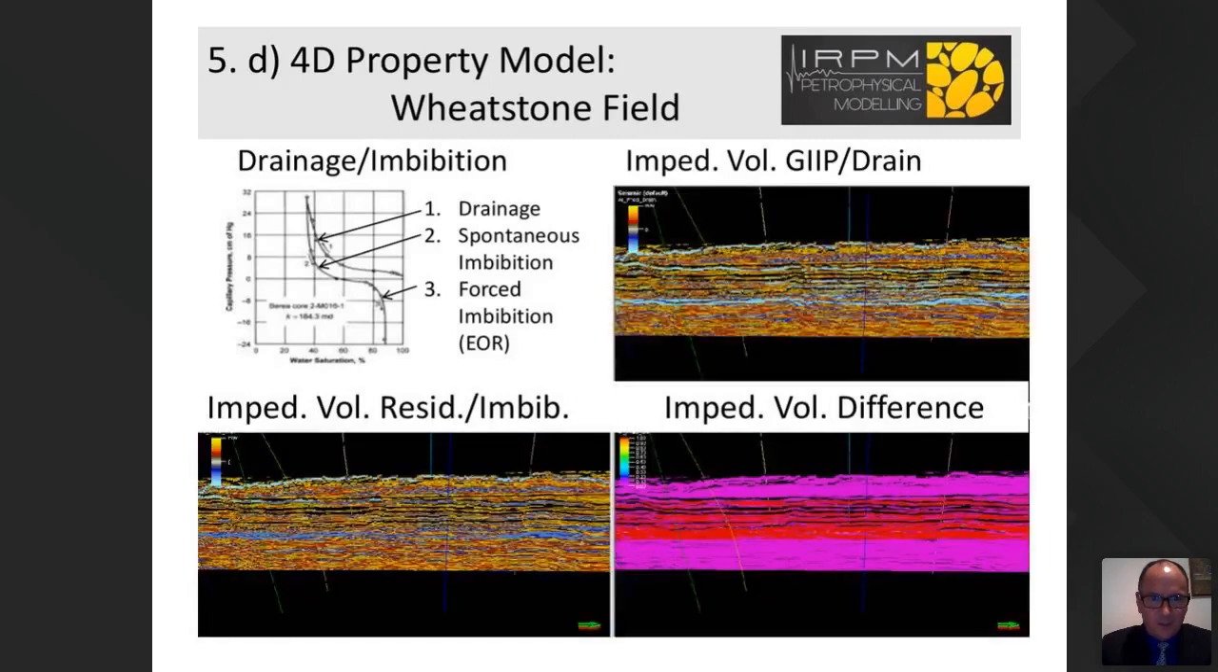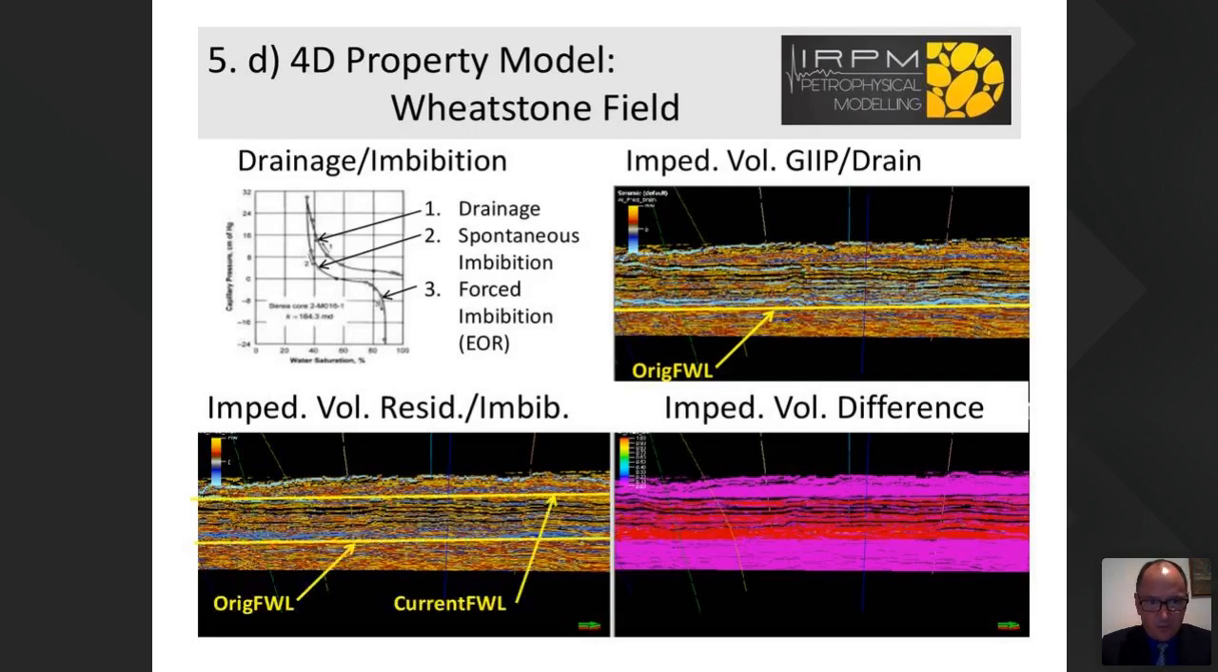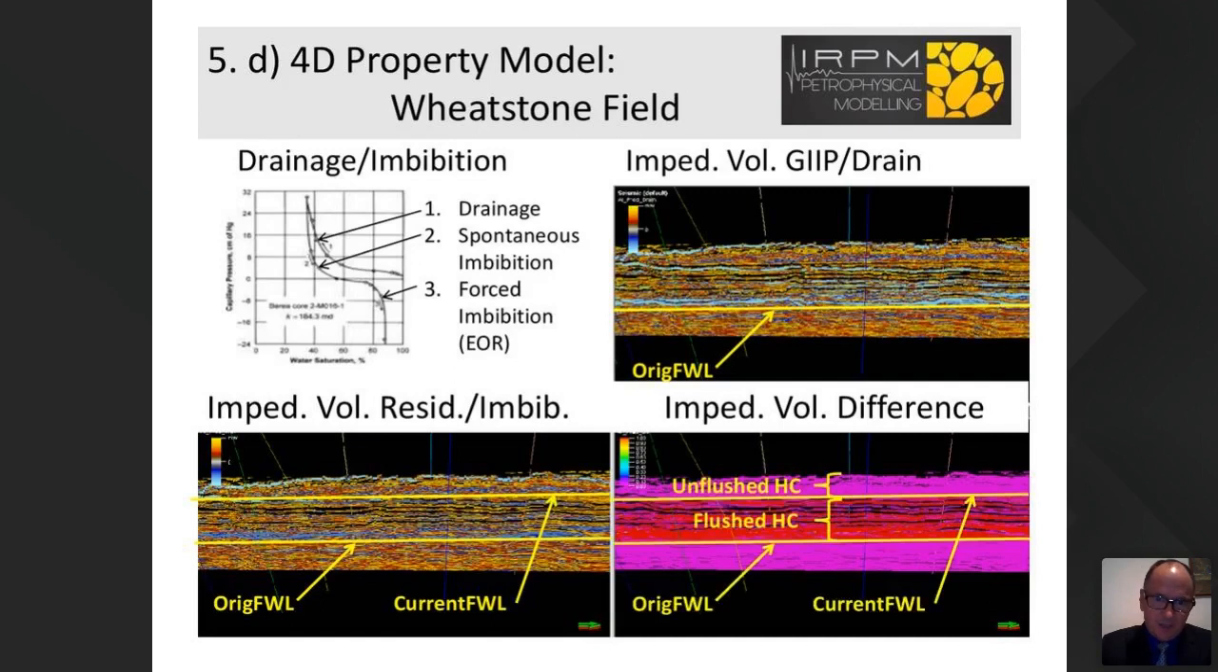So what does this look like in 3D space? In the top right-hand corner, we have the impedance volume of the gas initially in place using the drainage function. And you can see the original free water level here. So we've got gas above there. And then on the bottom left, we have the original free water level moving up to the current free water level. And so in between there, that's where all the production has occurred. And it's simply a subtraction of the in-place impedance minus the residual impedance. And then you can start to identify all the flushed hydrocarbon and where the unflushed hydrocarbon occurs.